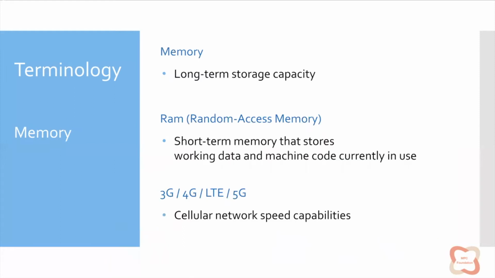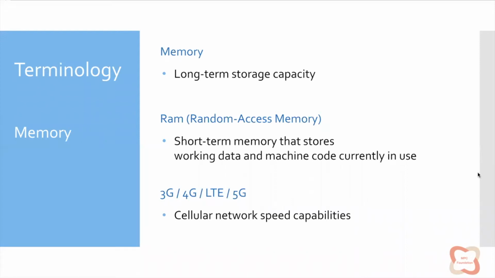Memory terminology. Memory means long-term storage capacity, while RAM, which stands for random access memory, is short-term memory that stores all the working data and machine code currently in use. So all your apps, your phone numbers, everything on your phone that you're using right away, that you can click on and it pops up in front of you, that's using RAM memory.